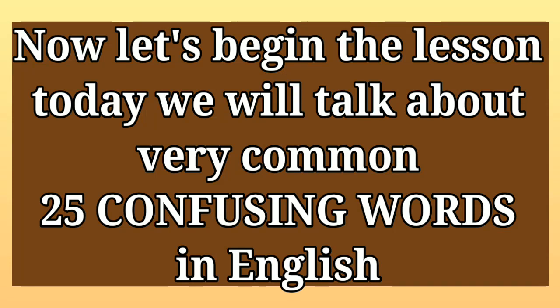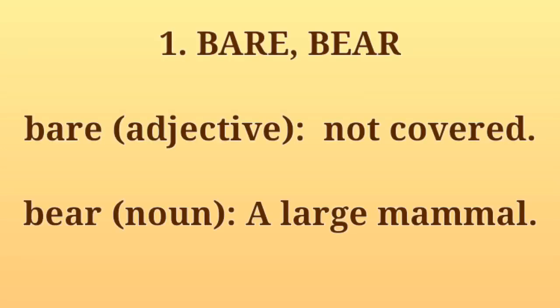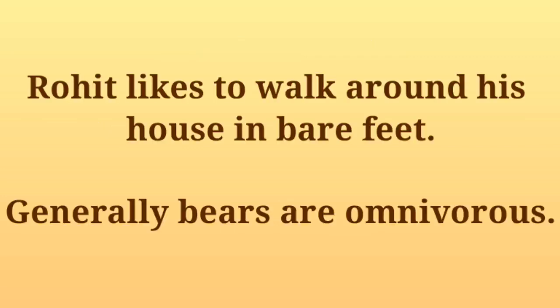Today we will talk about very common 25 confusing words in English. First we will look at the words and then their meaning, and after that their usage in sentences. First word is bear. The pronunciation is the same but spelling and meaning are different. First is B-A-R-E, bare, means not covered. Second is bear, B-E-A-R, means a large mammal.